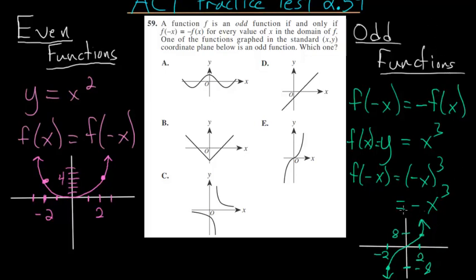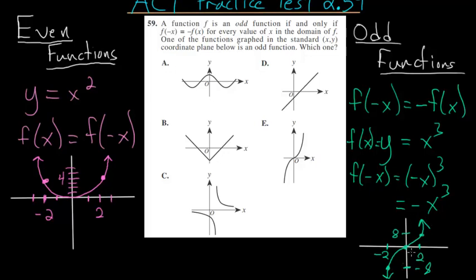Now, the truth about odd functions is that they're symmetric about the origin. Even functions are symmetric about the y-axis, but odd functions are symmetric about the origin. If you were to rotate this positive part 180 degrees about this origin, you get back this curve here.